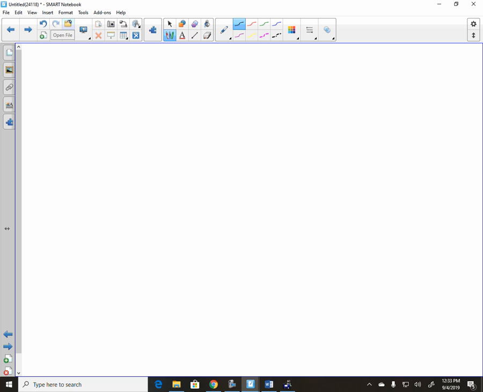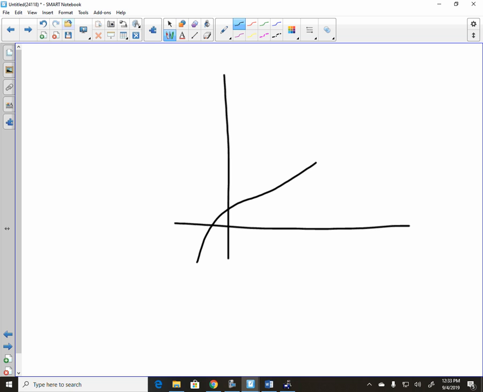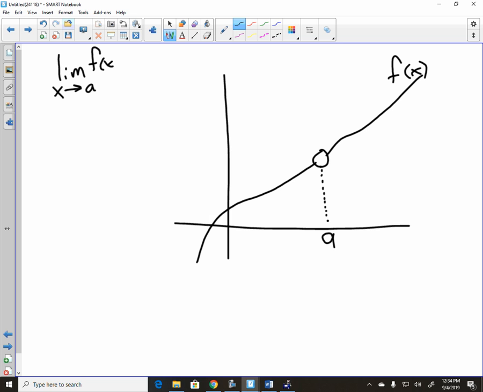Watch. Here you go. Let there be a function defined on an open interval, but maybe not at point A. Then the limit as x approaches A of the function is equal to what? L. If for every epsilon greater than 0, there is a delta greater than 0. See how I draw it?